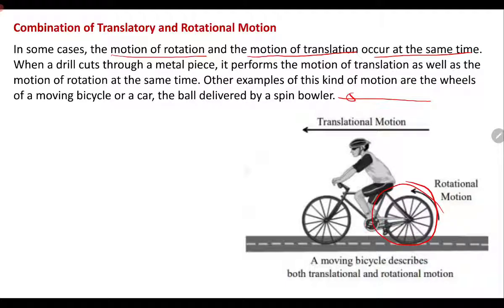Let us see another example. When a drill cuts through a metal piece, it performs the motion of translation as well as the motion of rotation at the same time. Other examples of this kind of motion are the wheels of a moving bicycle, as you can see in this picture, or a car, and the ball delivered by a spin bowler. These are some of the examples of the combination of translatory and rotational motion.